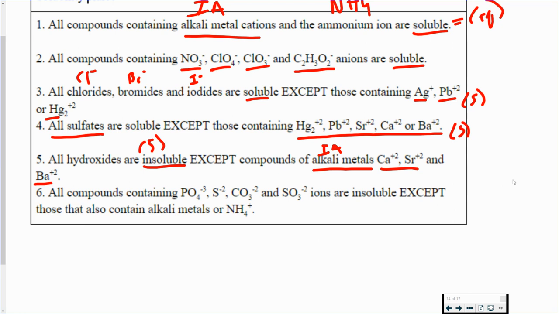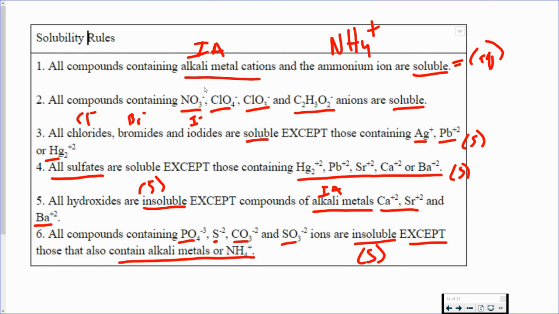Finally, you have number 6 on the solubility rules, and that is all compounds containing phosphate, sulfide, carbonate, and sulfite are insoluble. Remember, that would mean that it is a solid, except for when they contain those 2 cations. Well, those cations, solubility rule number 1 told us they were soluble. The order is most important. It goes from star to the period, pretty much most important to least important.